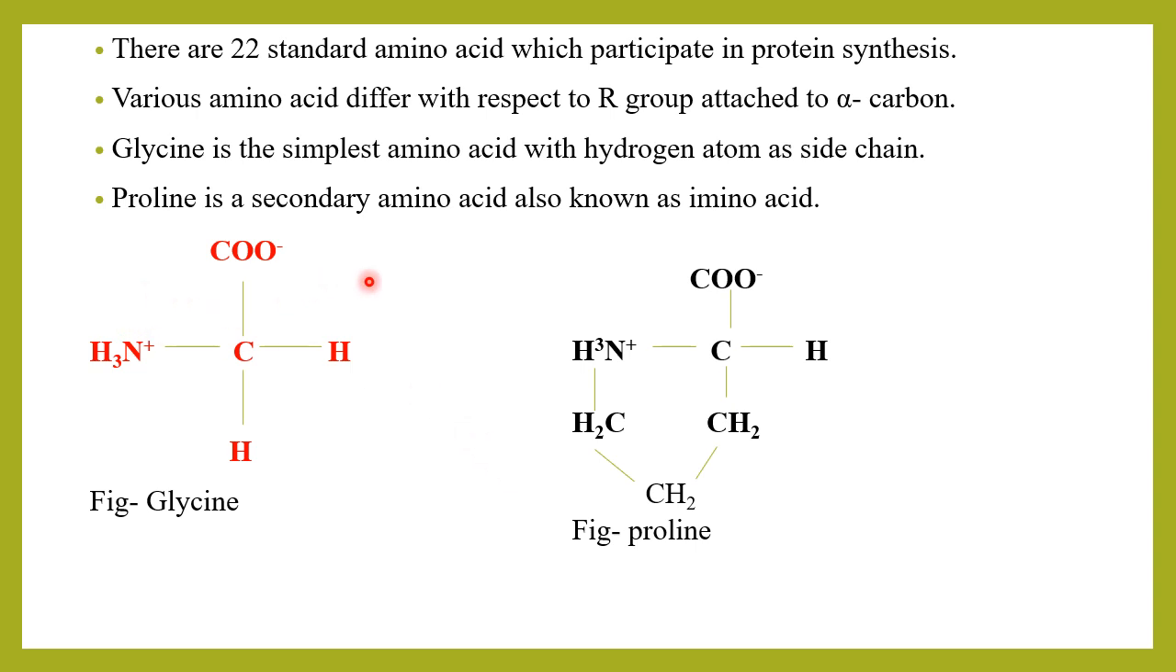Next, proline is a secondary amino acid, also known as an imino acid. Here proline is considered to be the secondary amino acid and also known as an imino acid because in proline you will see the R group is attached to the alpha carbon as well as to the alpha amino group. So proline is a unique amino acid which is also known as a secondary amino acid and also an imino acid.